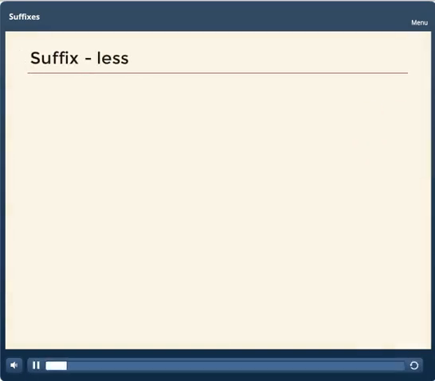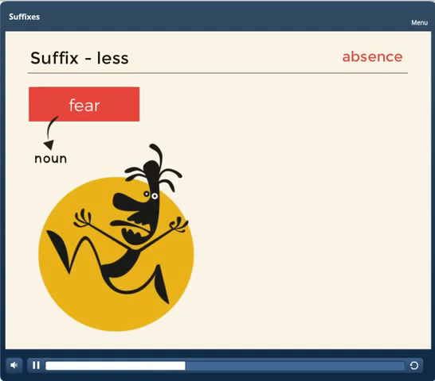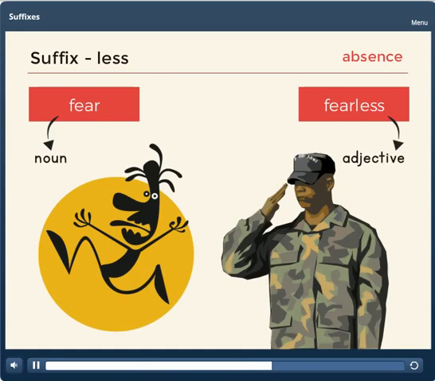Adding the suffix less to a word creates an adjective that shows the absence of a certain quality. For example, if we add the suffix less to the word fear, the resulting word fearless is an adjective that indicates that there is no fear. This soldier is fearless. He is not scared.